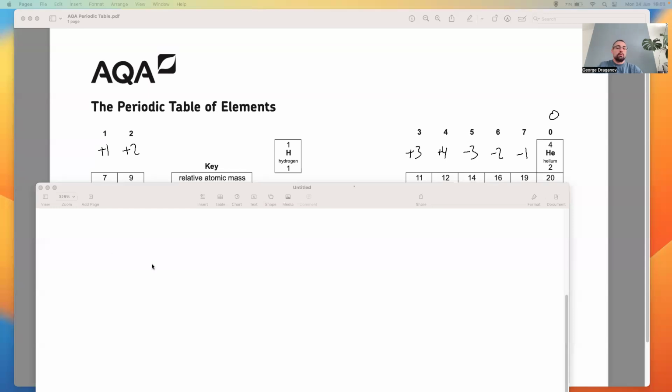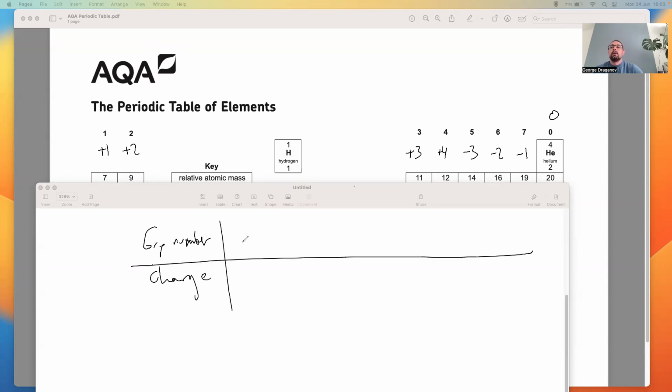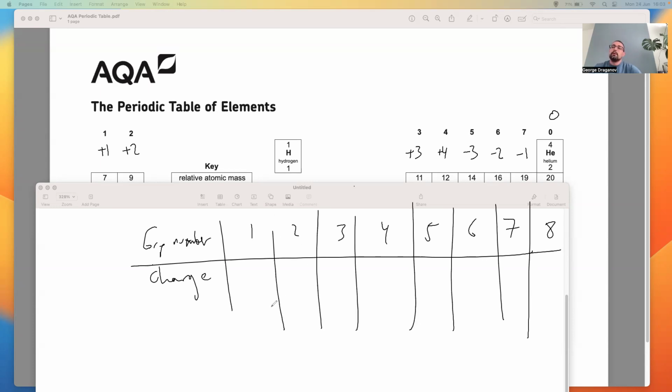What you should do is make yourself a table. So for example, group number versus charge. You could make a table. So group 1, 2, 3, 4, 5, 6, 7, 8. Then the charges, you could learn them underneath. So +1, +2, +3, +4, slash, you don't need to worry about it, -3, -2, -1, 0. So with this powerful tool, you can work out the charge that any atom would form.